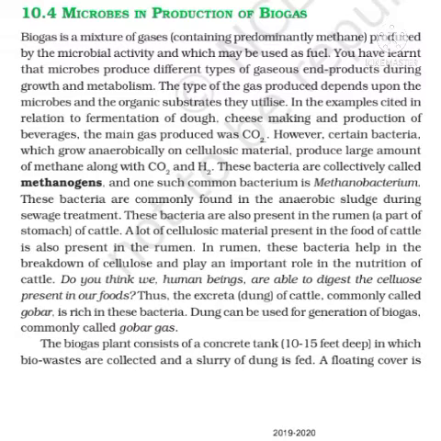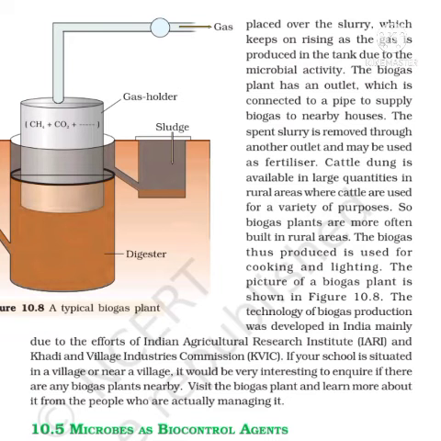The biogas plant consists of concrete tank 10 to 15 feet deep in which bio-waste are collected and a slurry of dung is fed. A floating cover is placed over the slurry which keeps on rising as the gas is produced in the tank due to the microbial activity. The biogas plant has an outlet which is connected to a pipe to supply biogas to nearby houses. The spent slurry is removed through another outlet and may be used as fertilizer.